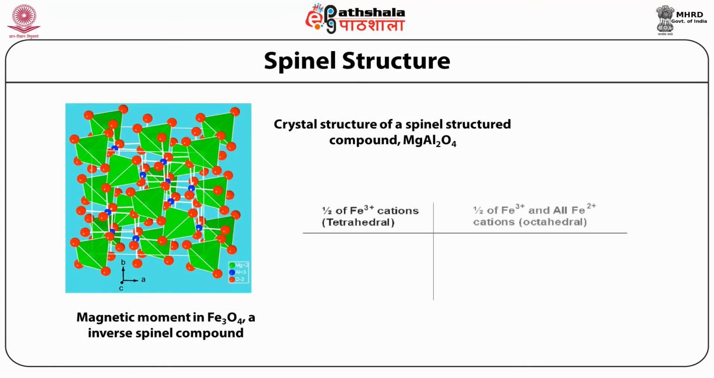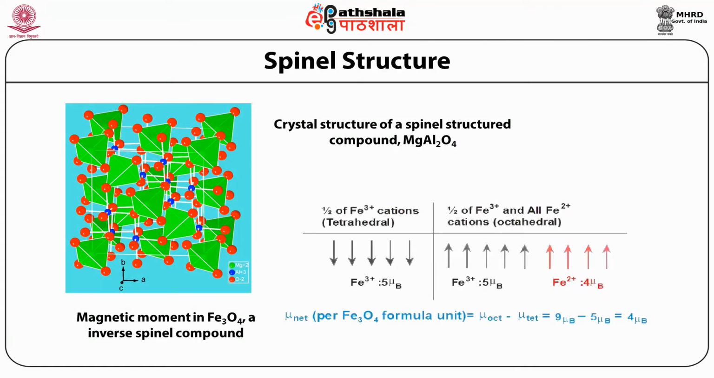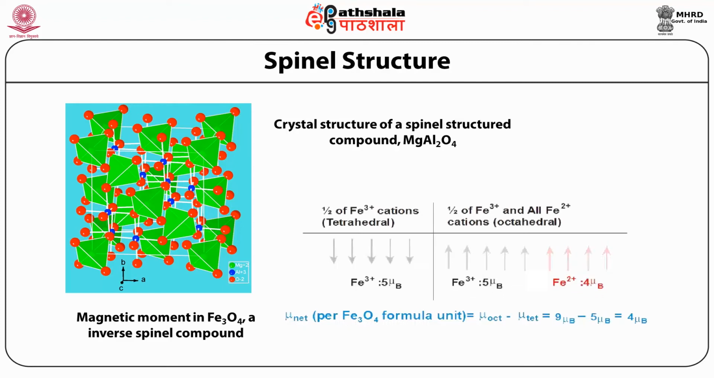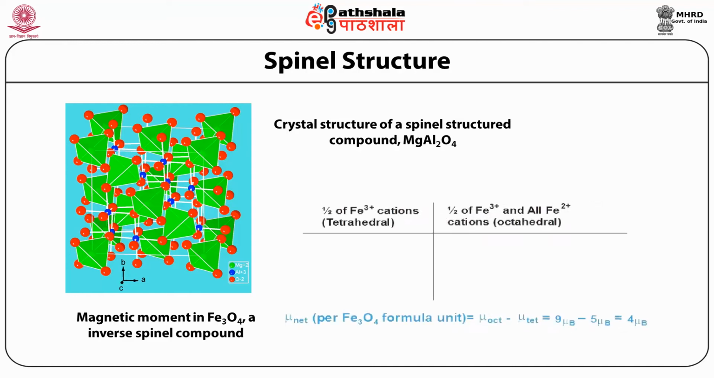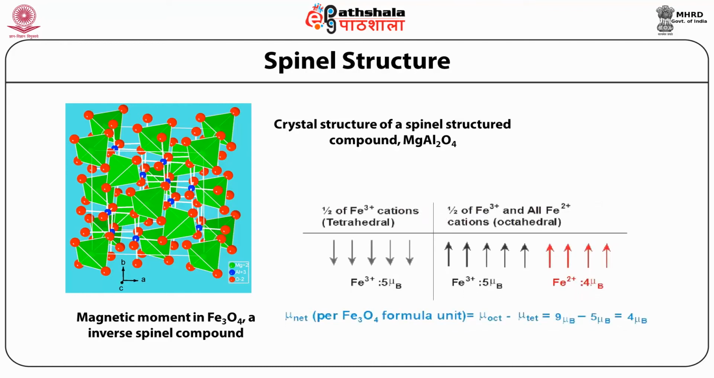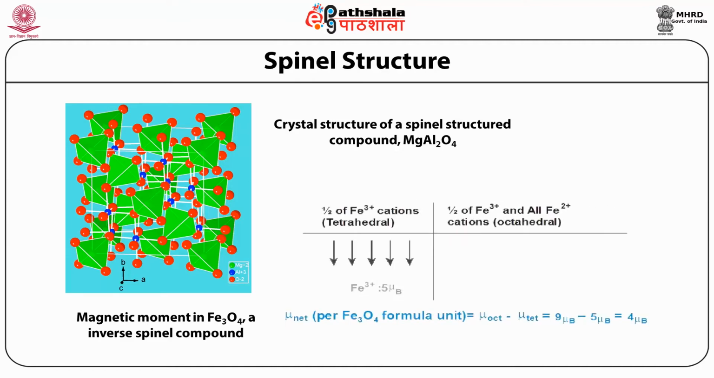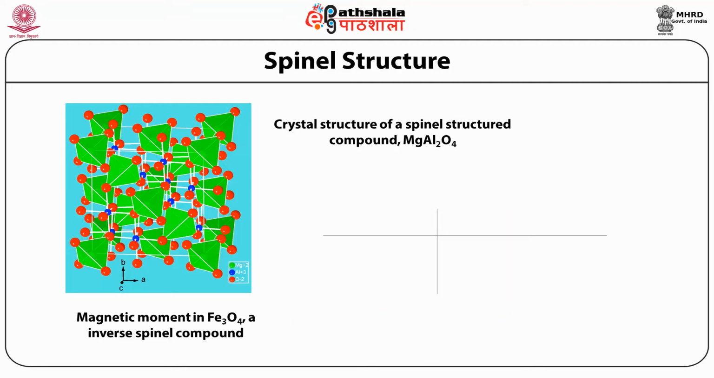On the left hand side of the figure, you can see the crystal structure of a spinel structure compound, that is MgAl2O4. So as we have discussed, this crystal structure has a normal spinel structure. In the case of normal spinel structure, all the A atoms occupy the tetrahedral sites, that is 1/8 of the occupancy, while the B atoms occupy the octahedral interstices, that is 1/4 of the occupancy.